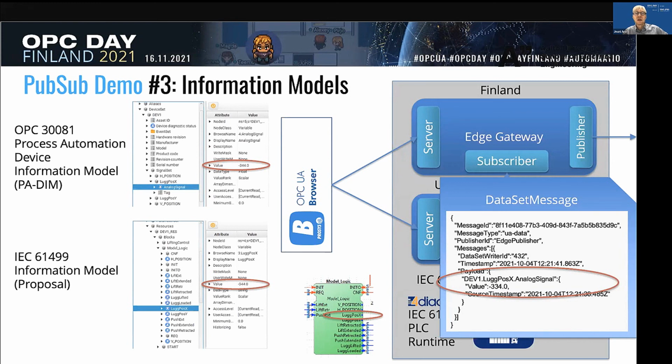But I think there are still open questions about how the data should be named in these JSON messages. We could just take the device and its position and analog signal, but there's actually no standard for how to map the OPC UA information models to these dataset messages on that level. So that is something that is a little bit missing, but you can do it in your own ways.